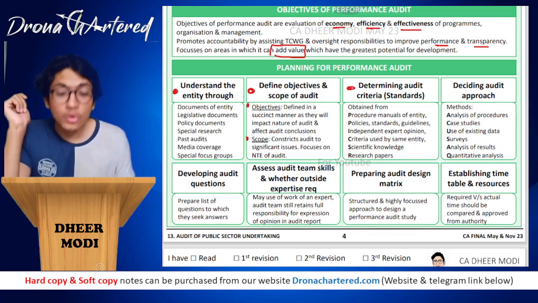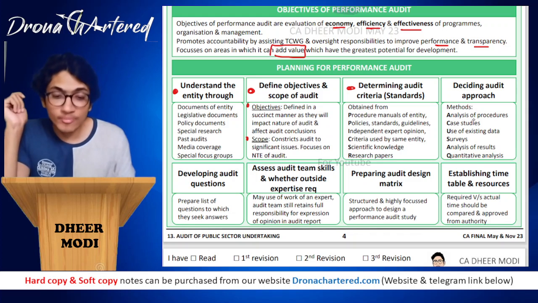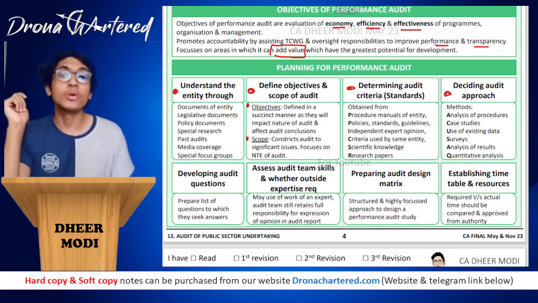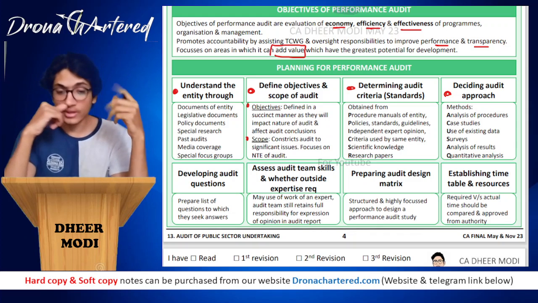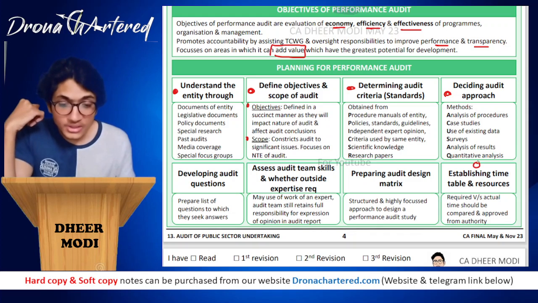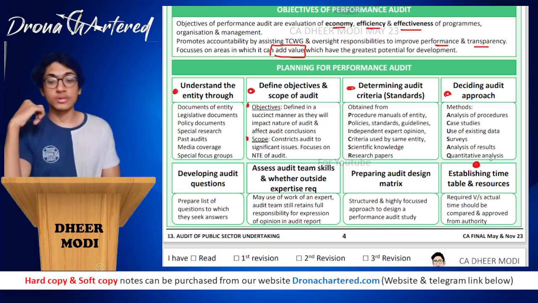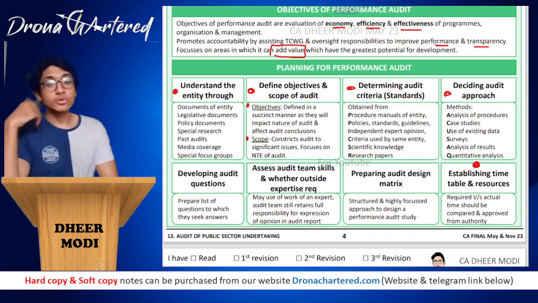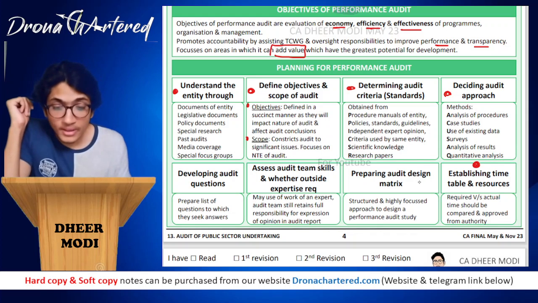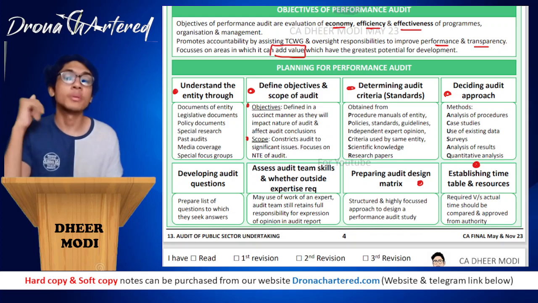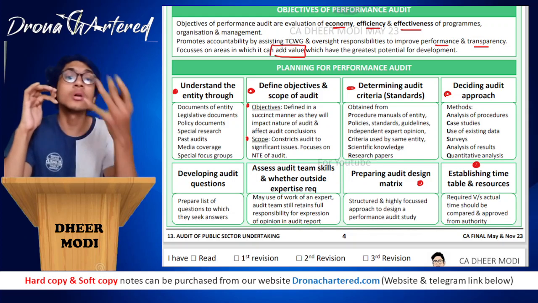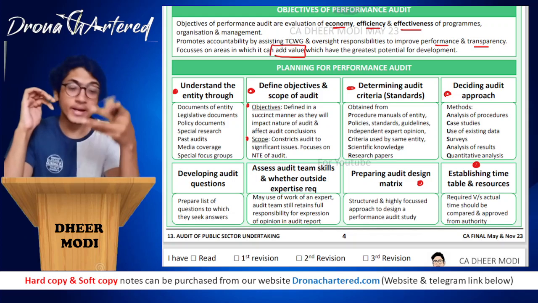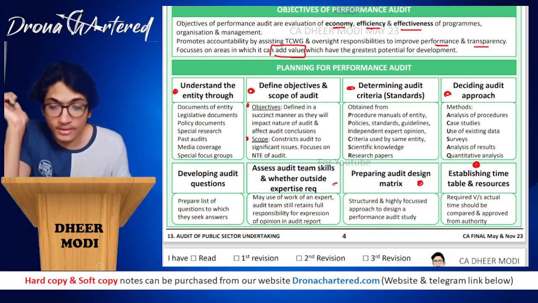Third is determining audit criteria, that is whatever standard you have put. Next is deciding audit approach. You have to check that, boss, how will I approach this audit? Next, you will establish time and resources. Okay, you will establish this. Then preparing audit design matrix. You will prepare an audit design matrix, that is what all risks you have to cover, what controls are there, and how will I test these. This is your design matrix.